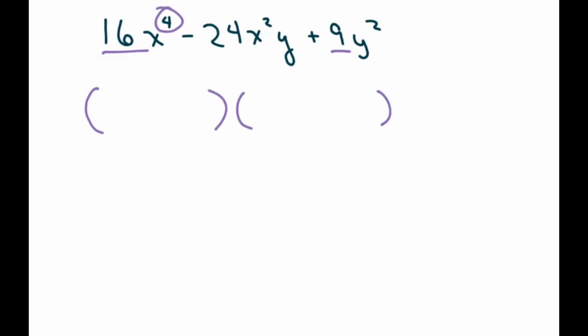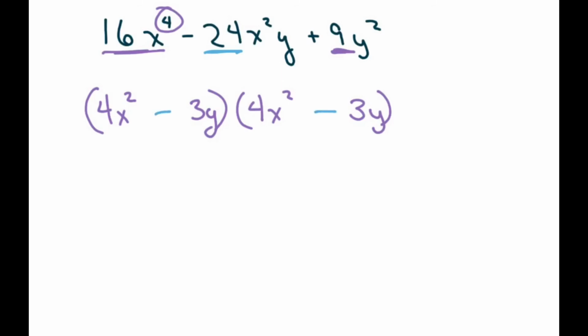And since this is a 4, I'm just going to put 4x squared times 4x squared, because 4x squared times 4x squared is 16x to the 4th. And since this is 9, we're going to put 3y. Now I want to make sure real quick, just by looking, that I'll get a negative 24.